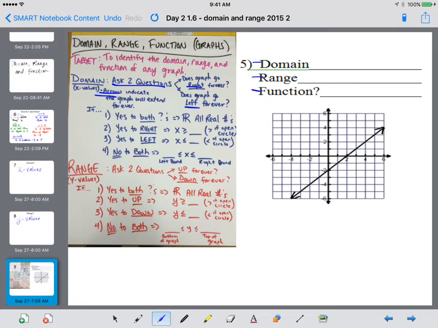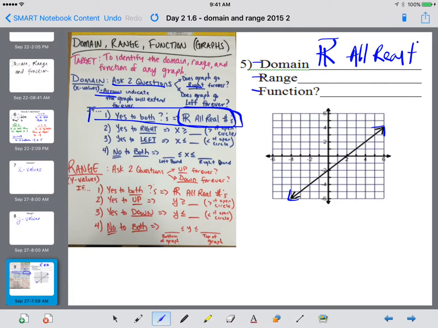When I look at this graph, I see that arrow, which is pointing to the right, and this arrow, which is pointing to the left. Meaning, does it go to the right? Does it go to the left? My answer is yes to both. Therefore, the answer I put down on the line would be this fancy R, which stands for all real numbers.